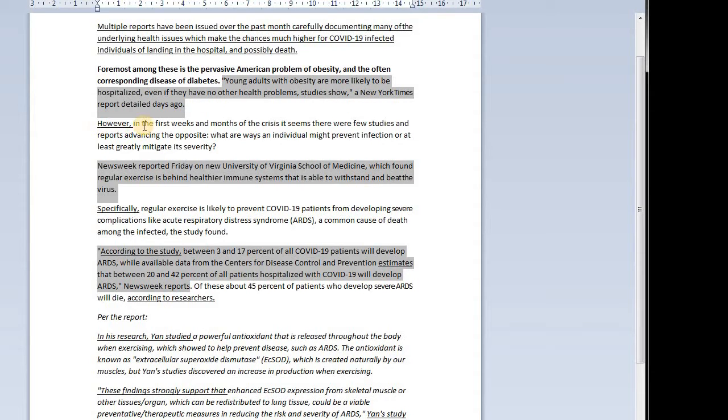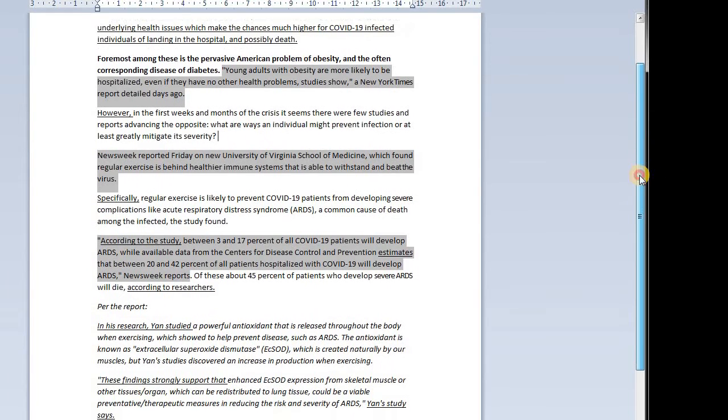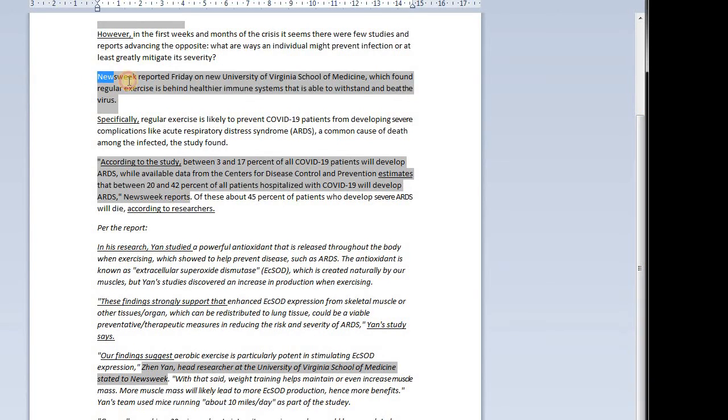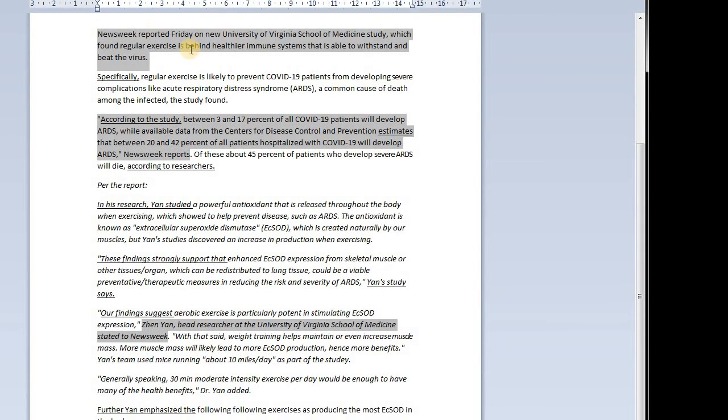Moving on, a transition signal, and a paragraph introducing one more topic. Newsweek reported Friday on a new University of Virginia School of Medicine study, which found regular exercise is behind healthier immune systems that are able to withstand and beat the virus. I think I deleted a verb here, so we need to have the verb there. So we have Newsweek again. It's a newspaper that is quoted as a source here, reporting on research done by the Virginia School of Medicine. Again, we're mentioning the source and an opinion from the source.